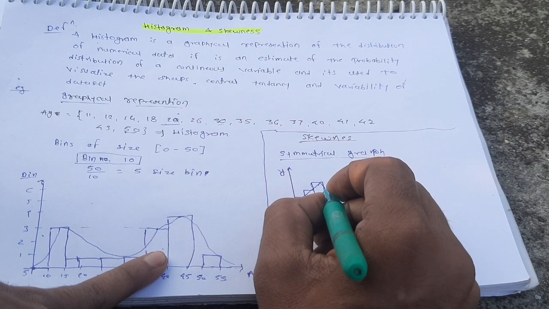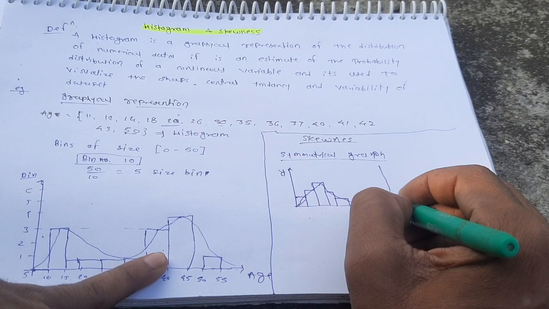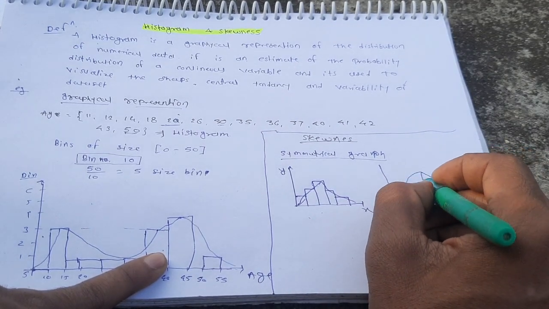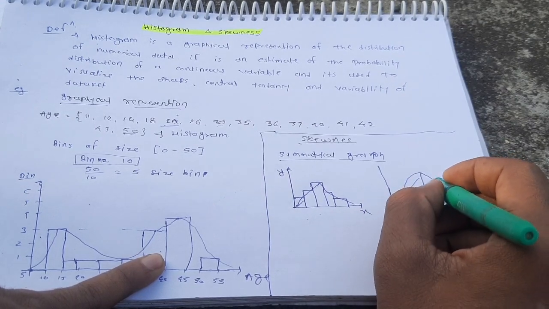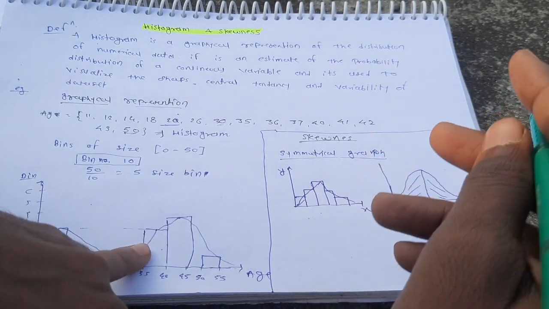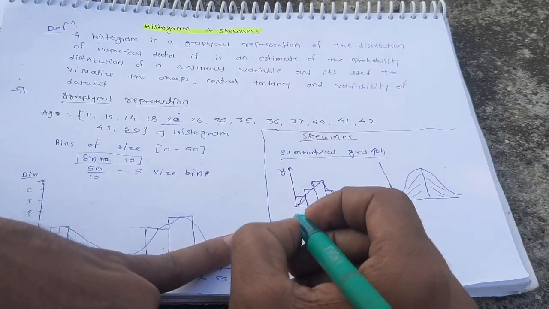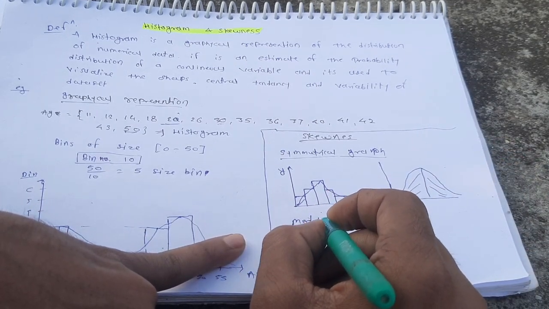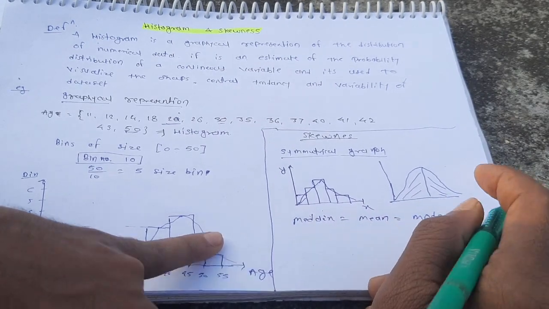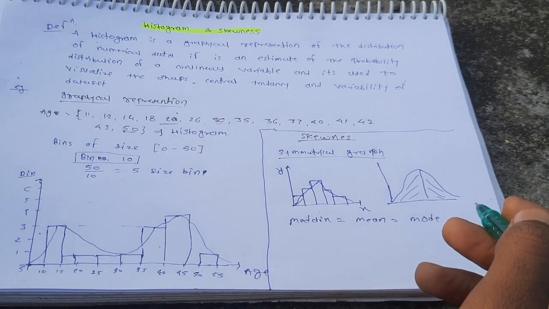right? It is a symmetrical graph on both sides, and you talk about its mean, median and mode. In a symmetrical graph, it looks the same on both sides; both are equally distributed. That's called your symmetrical graph, right? In that case the mean equals the median equals the mode; the three values are equal to each other in a symmetrical graph, right?